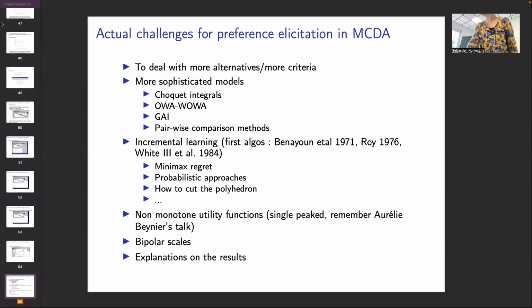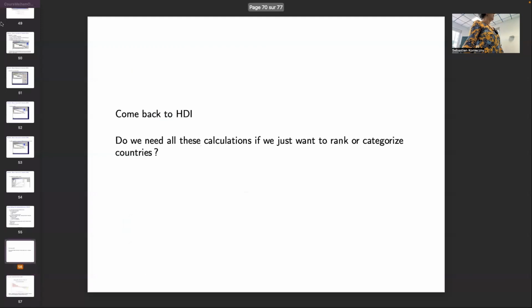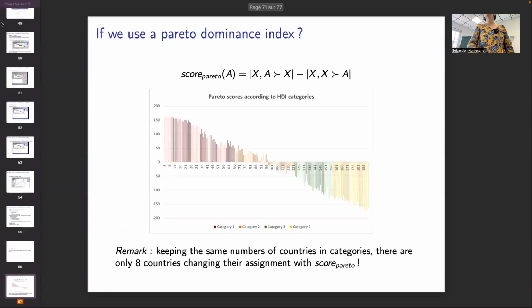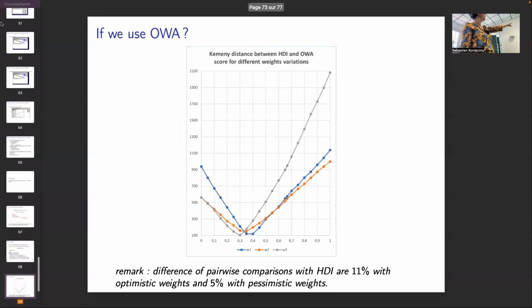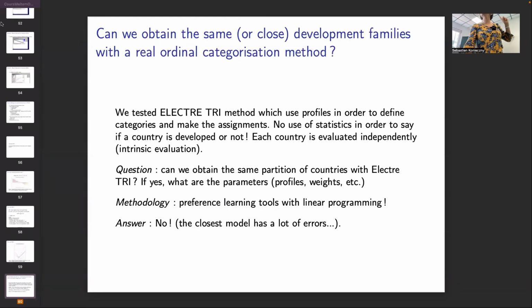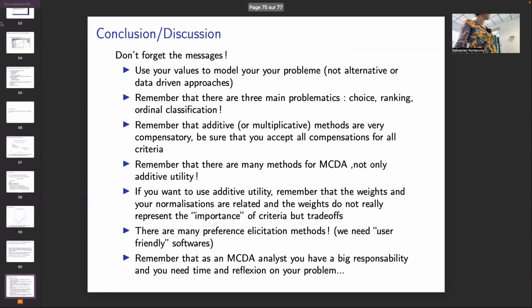So I will stop here. But if you are curious, I tried a lot of other aggregators on the Human Development Index: ordinal one, Pareto dominance, the Copeland score, the OWA. I tried ELECTRE III to see if I could find the decision parameters of ELECTRE III which fit their categorization, to see what their frontiers and weights are. I found them, but with a lot of mistakes, which means that their categorization is not compatible with the philosophy of ELECTRE III.